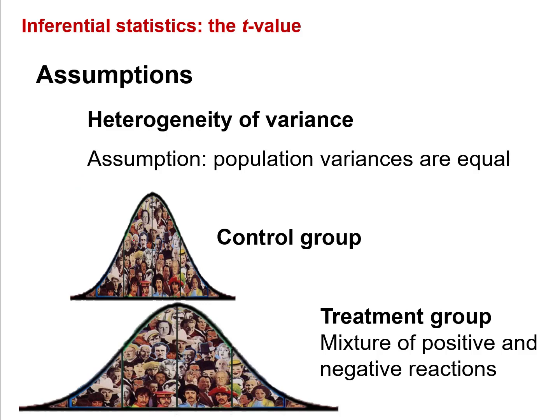And when we violate this assumption, we call this problem heterogeneity of variance. So heterogeneity of variance is a situation where you have two groups, and in the population they have different variances. That is, they have different standard deviations. One group has a larger variance, that is a larger standard deviation, and another group has a smaller variance, that is a smaller standard deviation. And so we call that heterogeneity of variance. And when we have heterogeneity of variance, that means we have violated an assumption of a t-test. And if we were to calculate a t-value and then calculate its probability, our probability would not be correct.